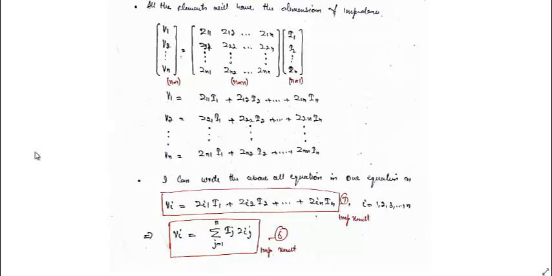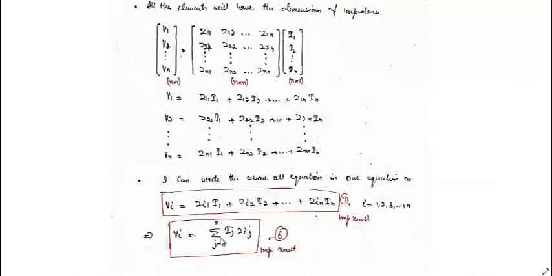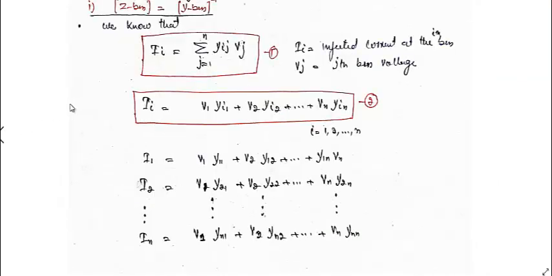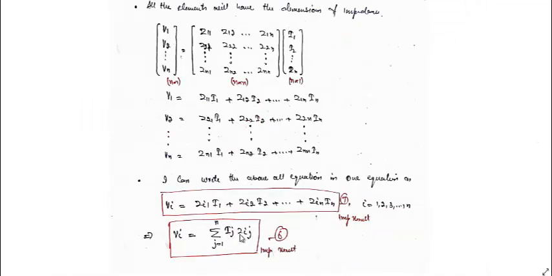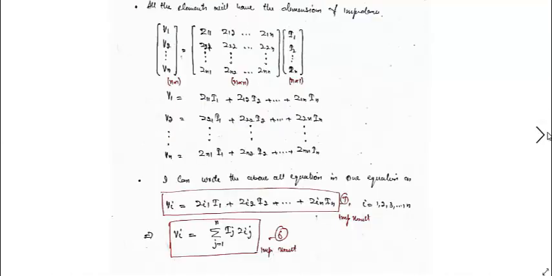This is again an important result because it is similar to this equation. I just transform this equation into this equation. You can see it over here. Here it was I is equal to summation Yij Vj. Here it is Vi is equal to summation Ij Zij. This equation is very important, like the equation in the case of Ybus, because it is this equation which helps us to find out the Zbus. That's why I derived this equation from this Ybus.